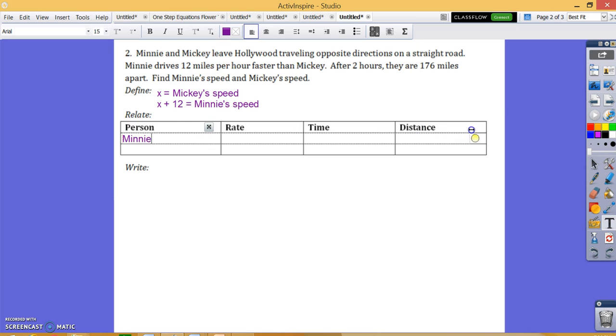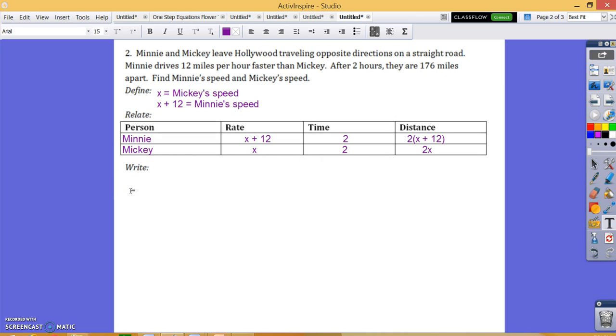And Minnie's rate is x plus 12. And her time is 2 hours. It told me that after 2 hours they were so far apart. So her distance is going to be 2 times the quantity x plus 12 because distance is always rate times time. My next person is Mickey. And Mickey's rate was just regular x because we didn't know anything about Mickey. He also drove for 2 hours. Both of them did. So Mickey's distance is 2x.